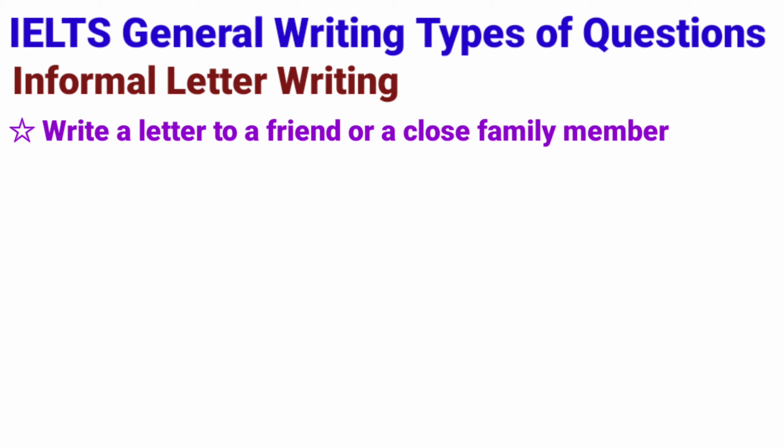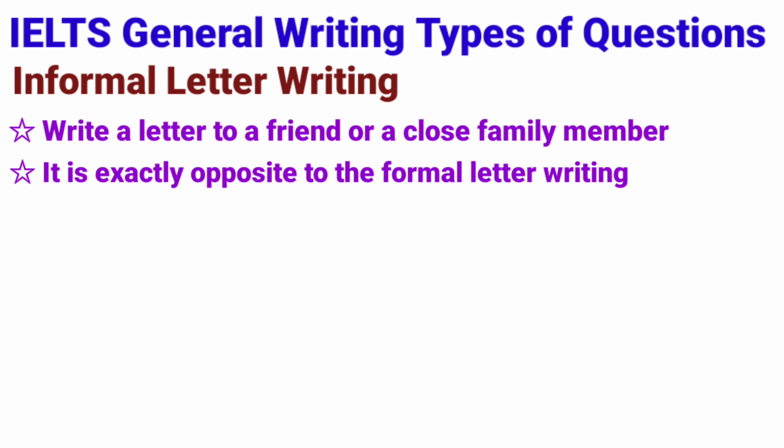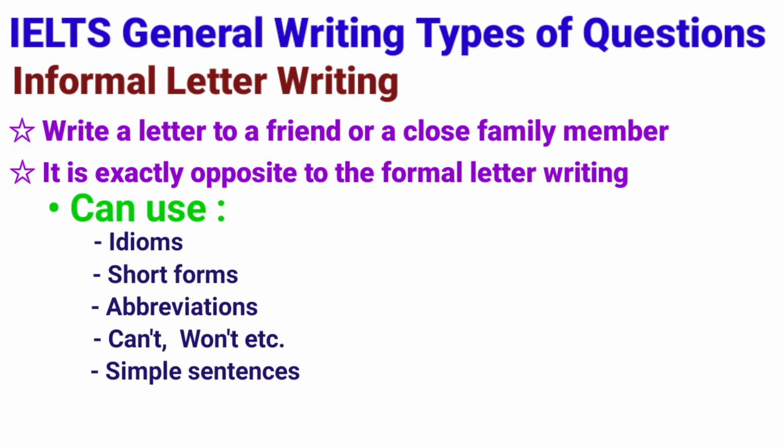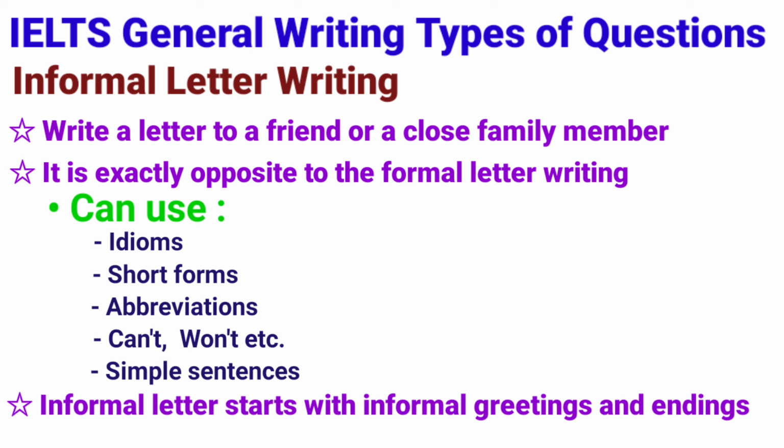Next, about informal letter writing. In this, you write a letter to a friend or a close family member. Here, write a letter exactly opposite to the formal letter. You can use idioms, short forms and abbreviations. Also, you can use can't, won't, etc. In this letter, you can use simple sentences, and also this letter starts with informal greetings and endings.